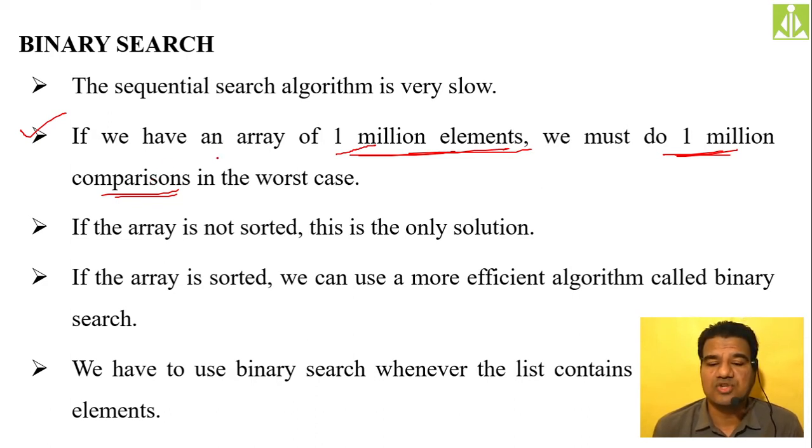Means he's talking about linear sequential search. If the array is not sorted, then we don't have any other option than the linear sequential search. If the array is sorted, we can go for a more efficient way called binary search. Only if the array is sorted can we apply binary search.